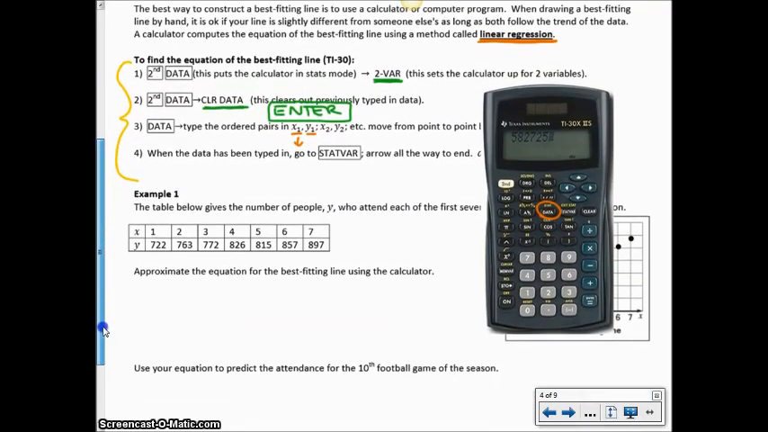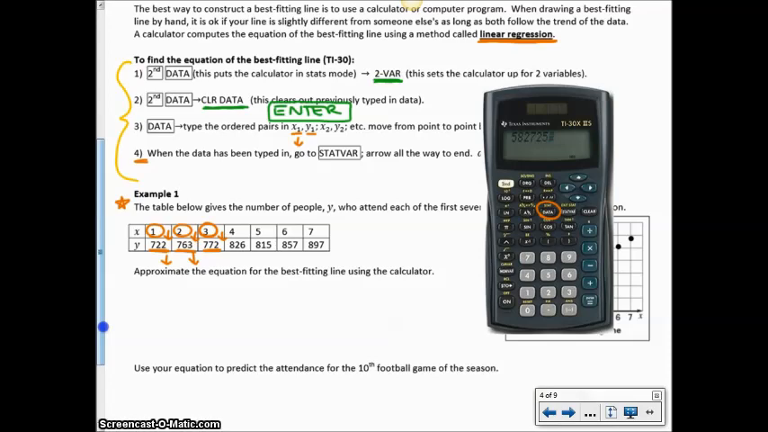So let's see how that works, and I'll come back to number 4 when we get there. Let's look at example 1. Now that you're in there and it says X1 and it's blinking next to it, put in a 1, then hit the down arrow and put in 722. Then hit the down arrow again and it says X2. So put in 2, then down arrow again and put 763. Then down arrow again and it says X3, so you put in 3. And you just keep hitting the down arrow each time that you put in a number.